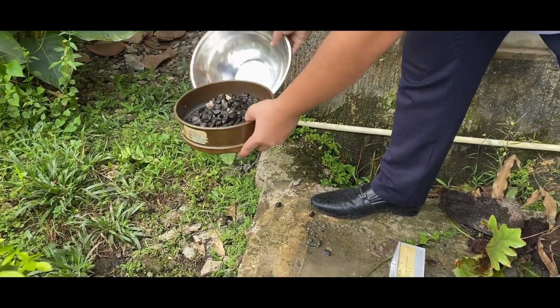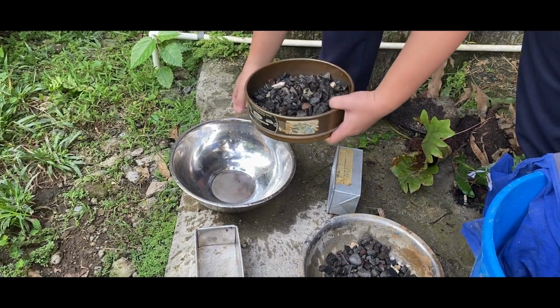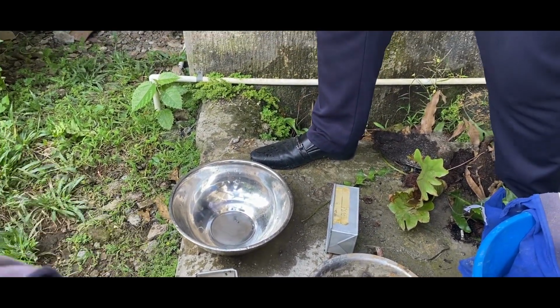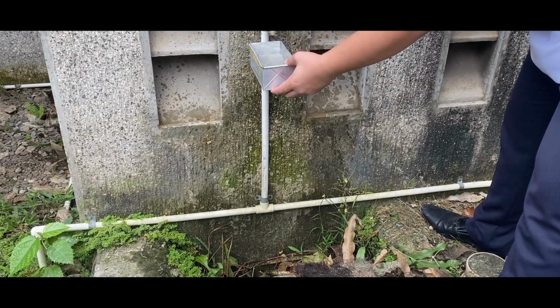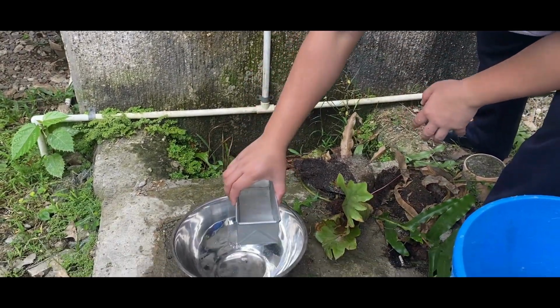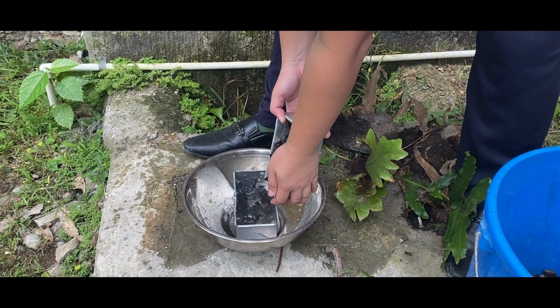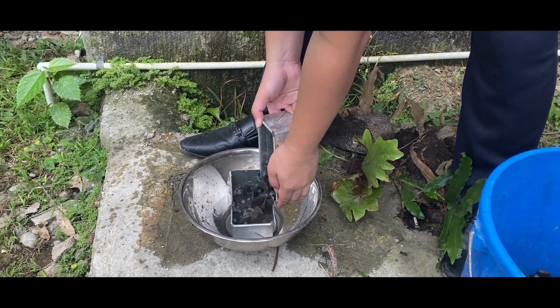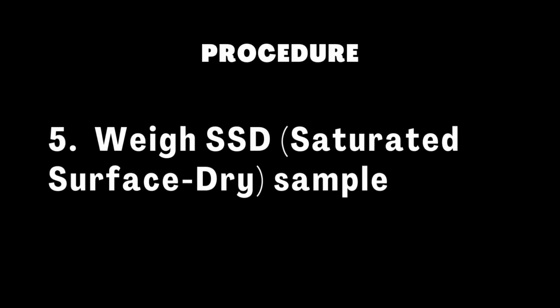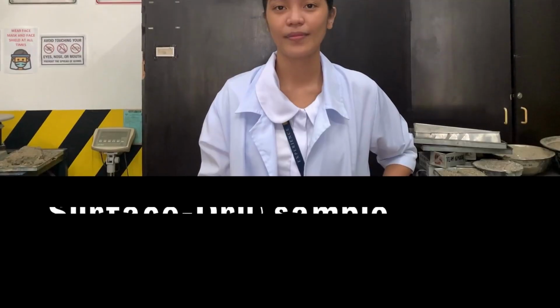After getting the submerged aggregates, place the entire sample in a container and weigh in water. Remove the sample from the container and drain any excess water from the aggregate. Using an absorbent cloth, roll the aggregate until the surface water has been removed. Then, weigh the saturated surface dry aggregate.